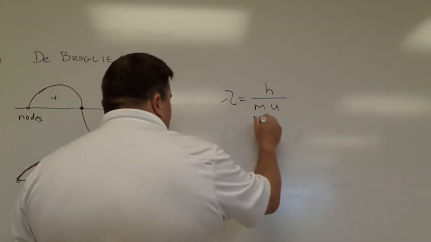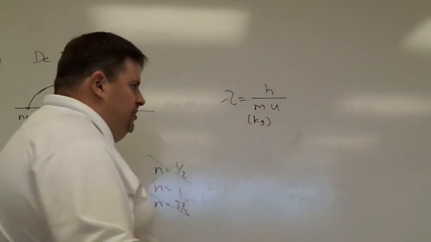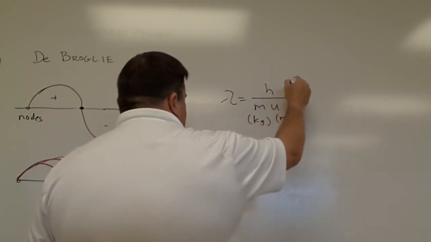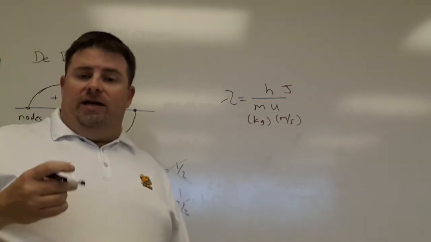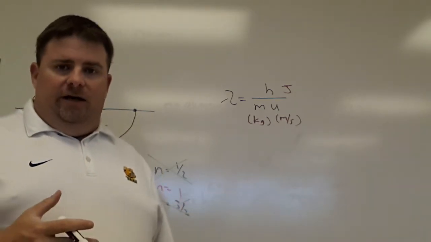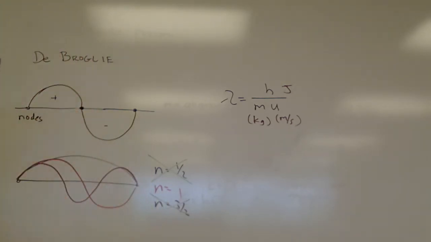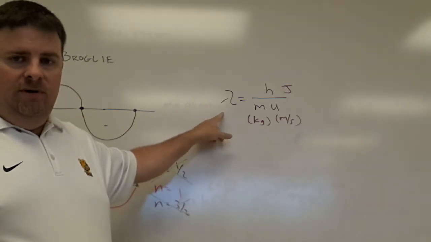So mass has to be in kilograms. Speed, or velocity, is in meters per second. Planck's constant is in joules. Remember, joules has that kilogram meter squared over second squared term, and that will help cancel out any of the seconds squared or kilograms that you run into. That's what you end up with for the wavelength. That's how you get to that particular term.